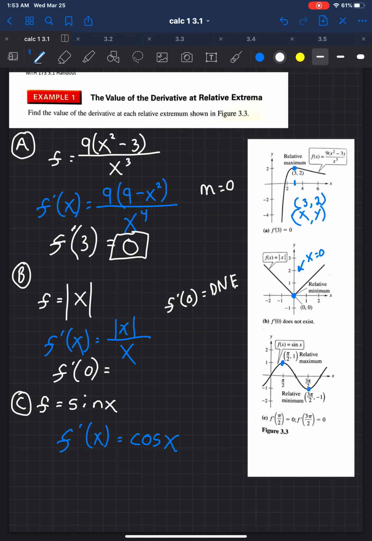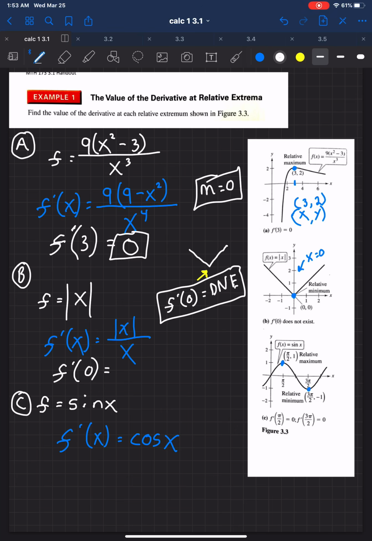Now, I can generalize this to say that at sharp corners, derivatives do not exist. That's very loose and sloppy, but at sharp corners, derivatives do not exist. I will just leave you with that. All we're doing right now is collecting information about what the derivatives look like at extrema.